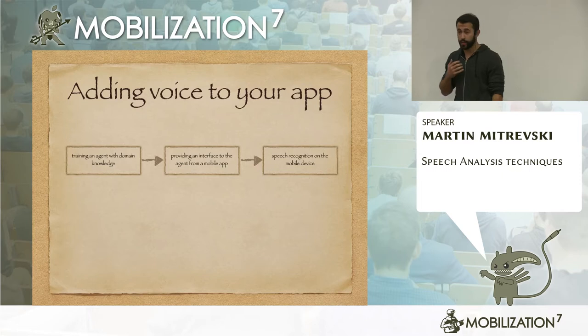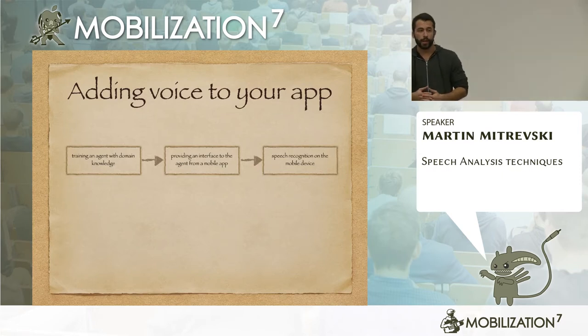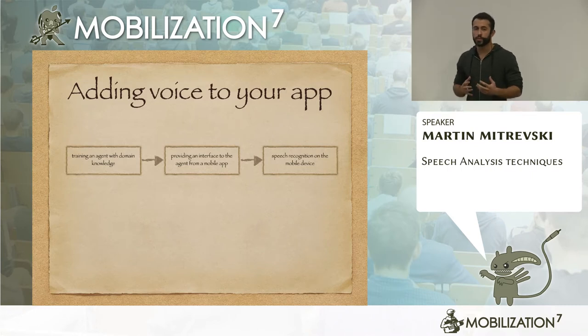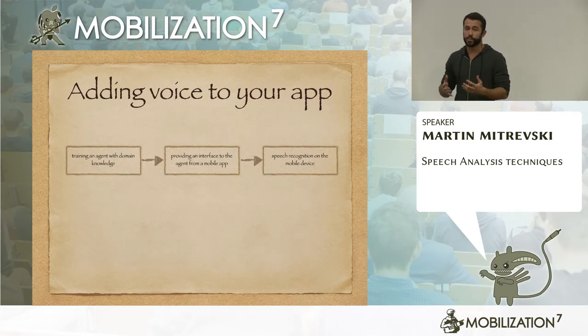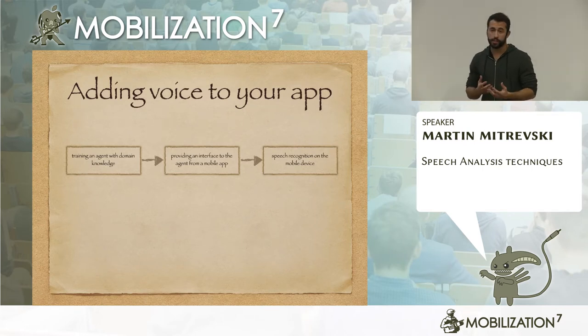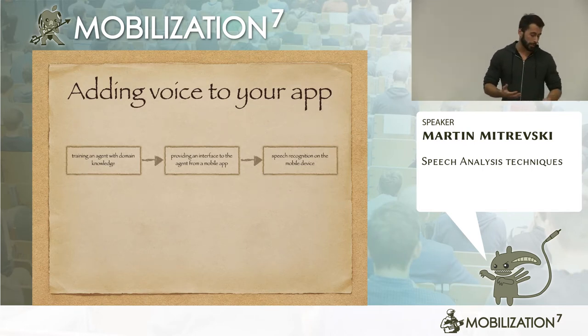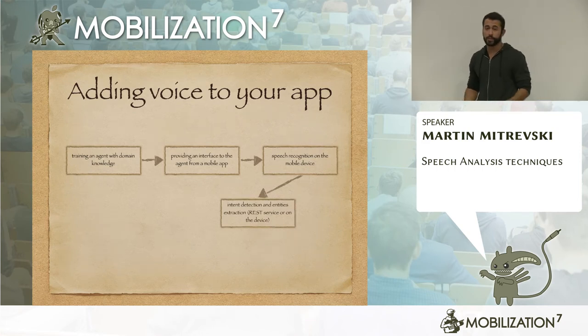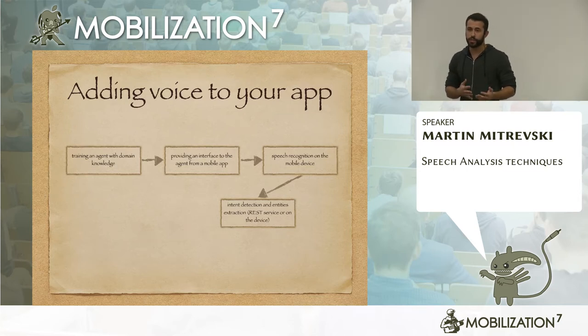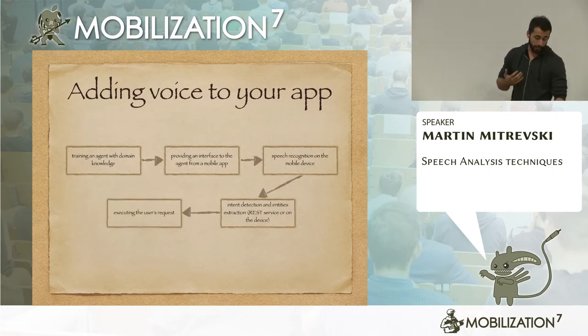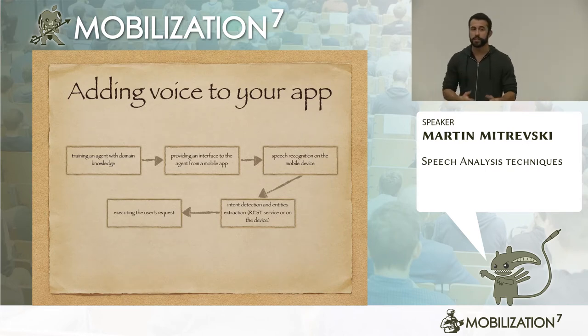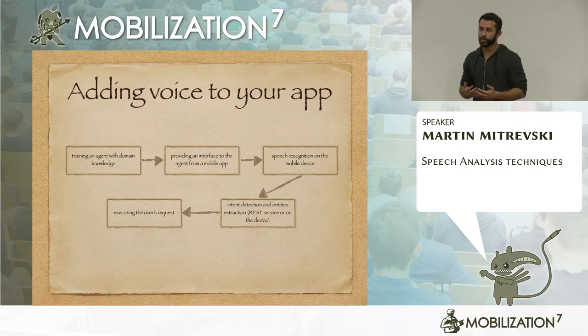Then when you have this trained and integrated in your app, you have to do the speech recognition. So this is the process of converting the spoken phrase, what the user has said, to a machine-readable text. And we need this text in order to analyze it with our algorithms to extract what we actually need. And then we are going in this intent detection part that we saw in the previous slide. We say, what's the intent of this user? What are the values of that intent? And based on that information that we get, we can execute the user's request. And this is the place where we are doing our application logic.